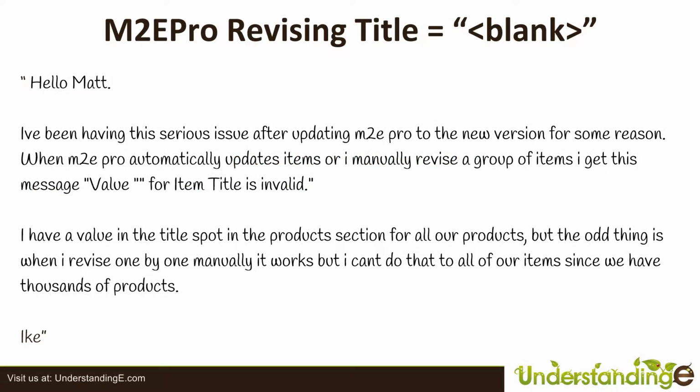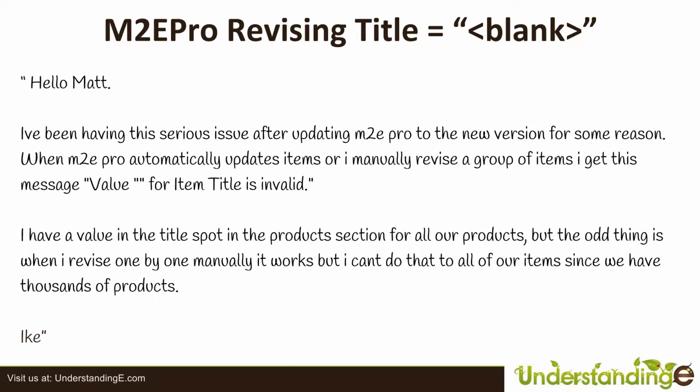Hello Matt, I've been having this serious issue after updating M2EPro to the new version for some reason. When M2EPro automatically updates items or I manually revise a group of items, I get this message: value for item title is invalid. I have a value in the title spot in the products section for all our products, but the odd thing is when I revise one by one manually, it works. But I can't do that to all our items since we have thousands of products.